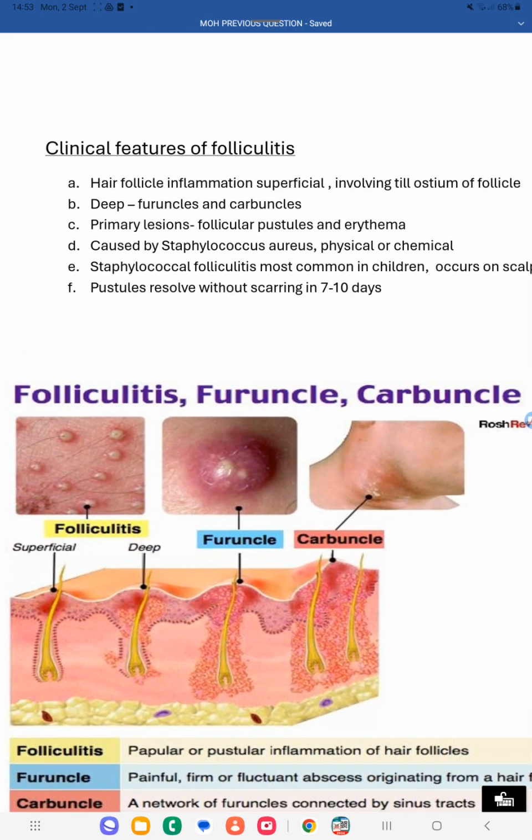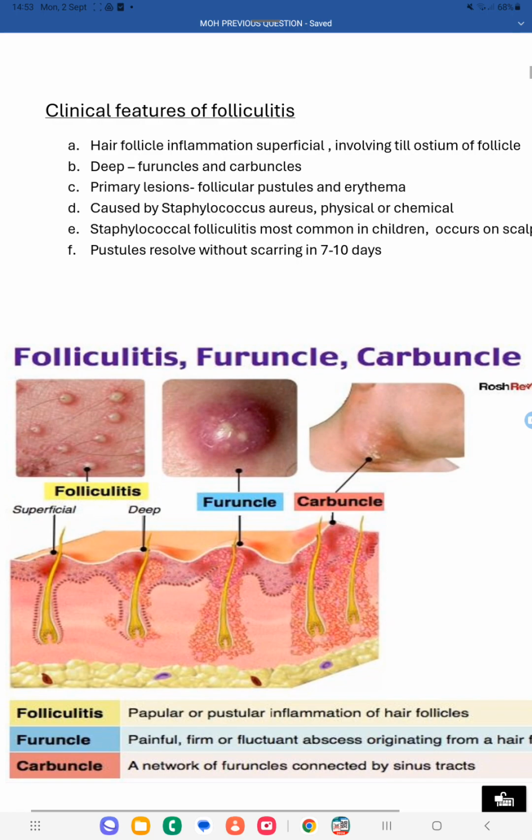Okay, so here the primary lesion. So in folliculitis, what are the symptoms you will be getting? Pustule formation. Okay, a pus-filled pimple-like formation will be there, and erythema. Erythema means redness of the skin. So these are the main clinical features of folliculitis, and the causative organism for this inflammation is Staphylococcus aureus. Okay, due to bacteria you can get it.